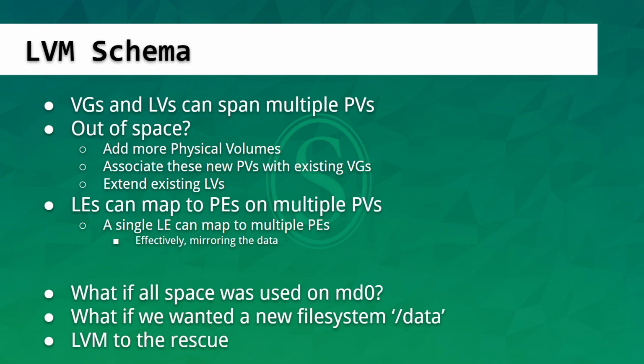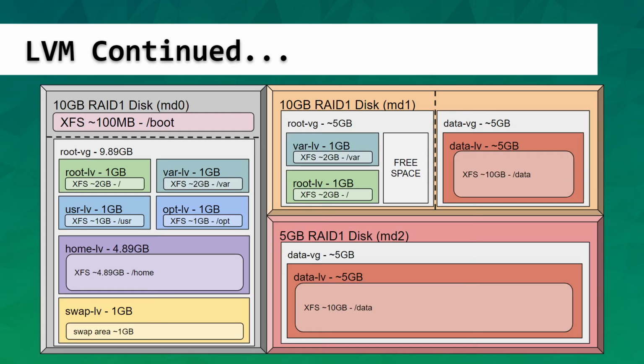If we wanted to add a new file system called /data, we actually do this in assignment 2. This is part of the assignment. We can create /data inside of a data logical volume, or maybe even inside of a data volume group if we had more disks that we wanted to expand that into. LVM will do all that for us.